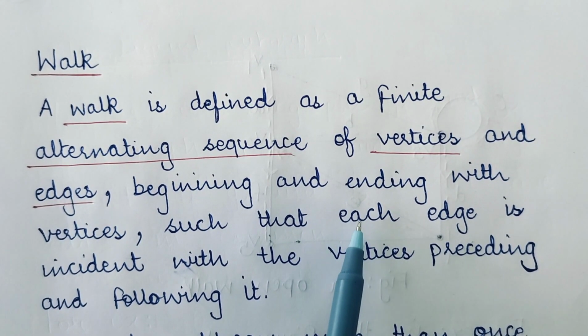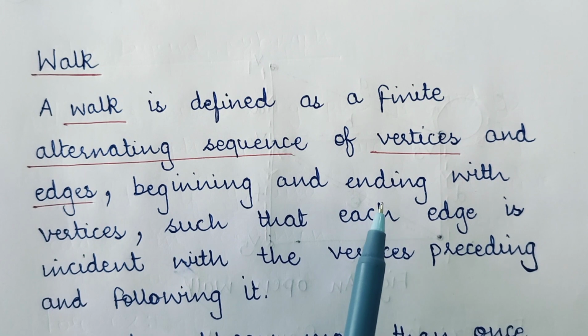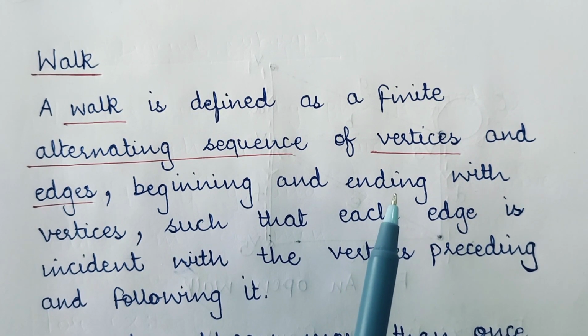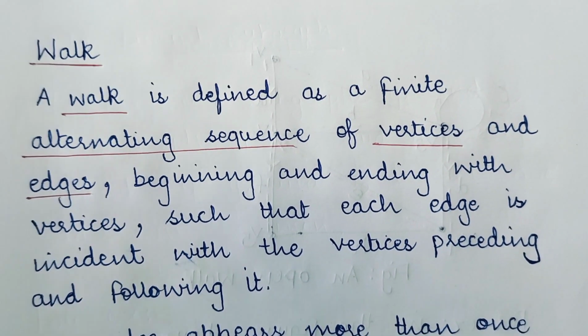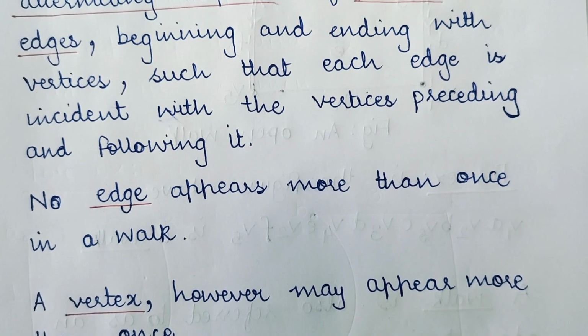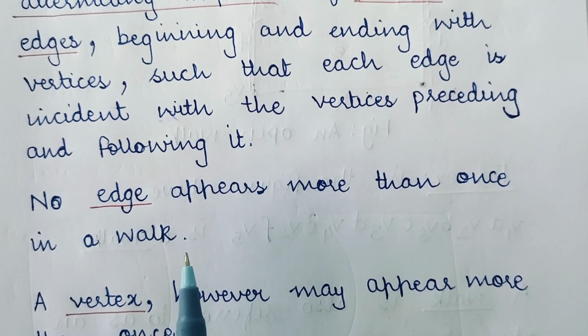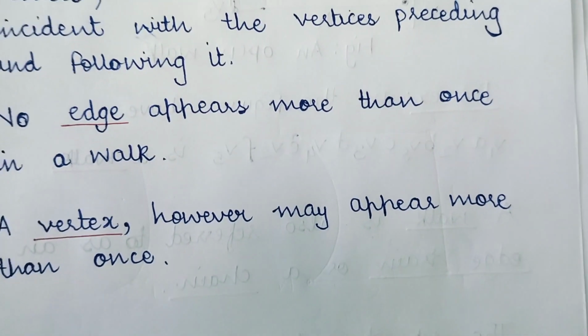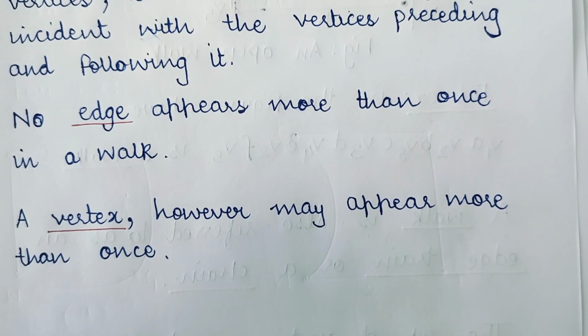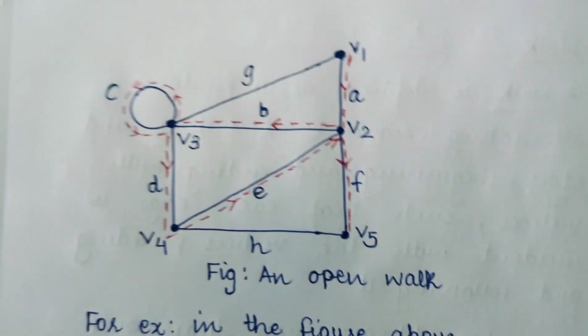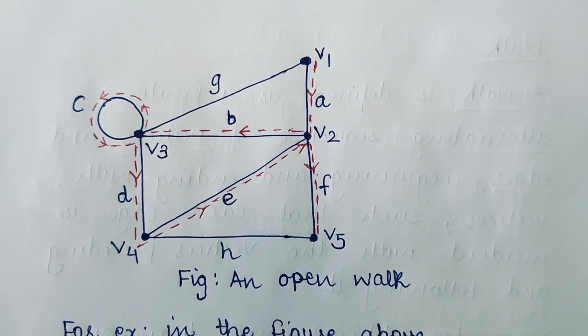Also, there is an edge between two vertices in such a sequence, and the edge between two vertices is such that that particular edge is incident on those two vertices. Also, the rule is that in this alternating sequence of vertices and edges, no edge can appear more than once in a walk. So, no edge will be repeated in a walk. However, a vertex can be repeated in a walk. Let's understand the walk with an example.